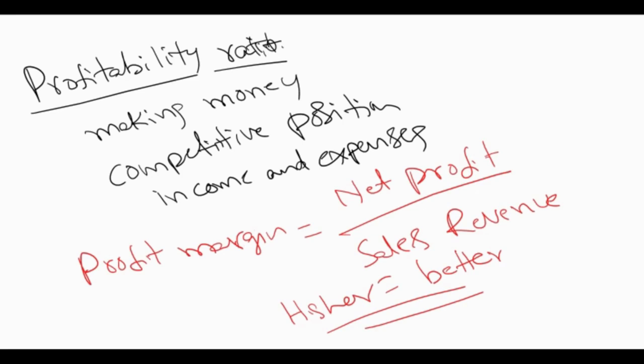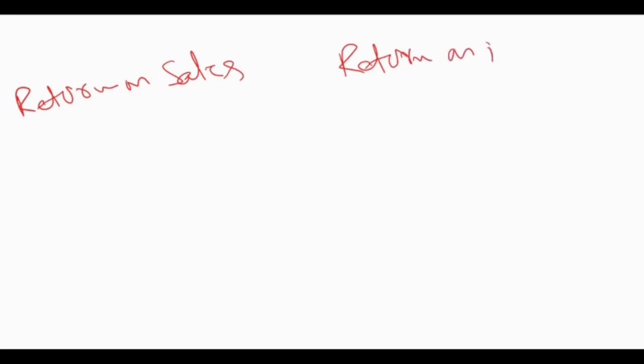Also, how do you get these profitability ratios? Profits may be return on sales or return on investment. So there are two types of profitability ratios. One is return on sales, and second is return on investment, right? Return on sales and return on investment.